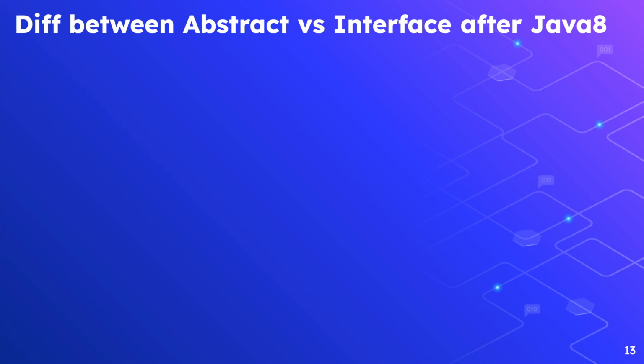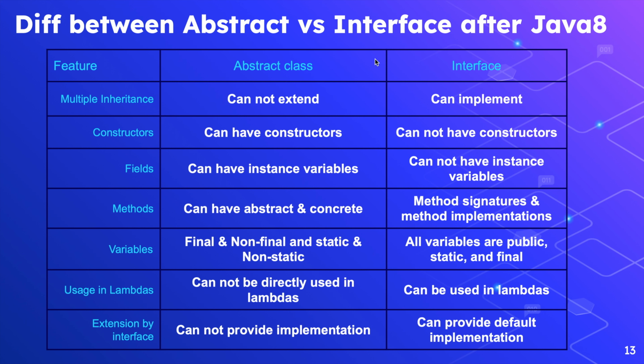Okay, so the last one I'm going to discuss is the difference between abstract class versus interface after Java 8. Some changes were made in Java 8, so I'm going to explain those differences here. First of all, multiple inheritance. Abstract classes cannot extend multiple abstract classes, and an interface can implement multiple interfaces. And coming to constructors, an abstract class can have constructors, whereas an interface cannot have constructors.